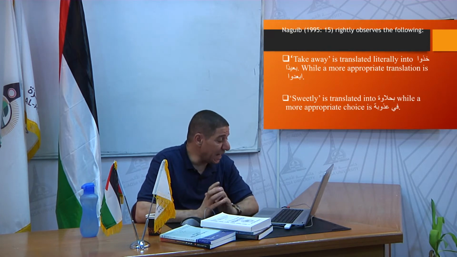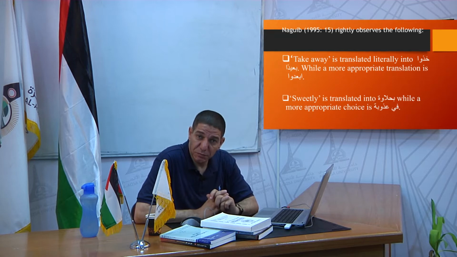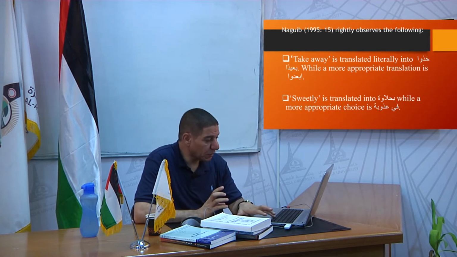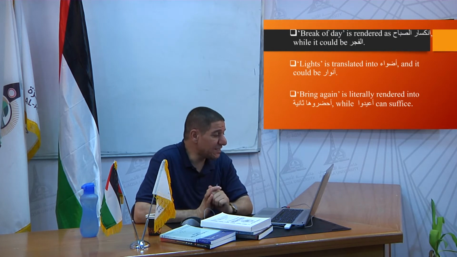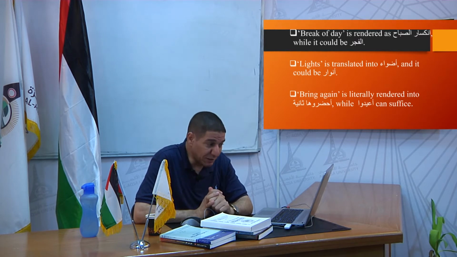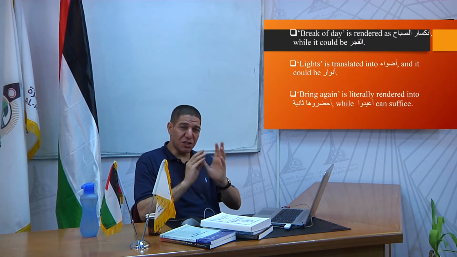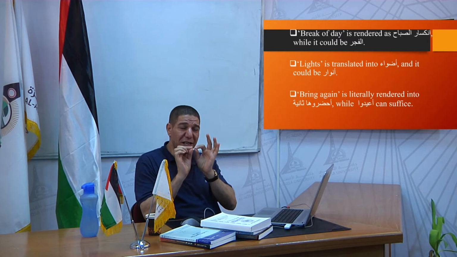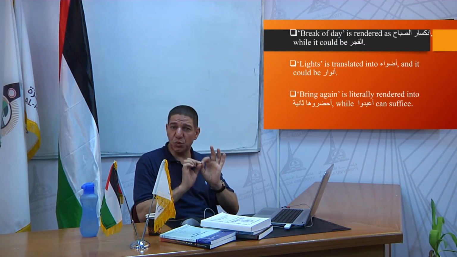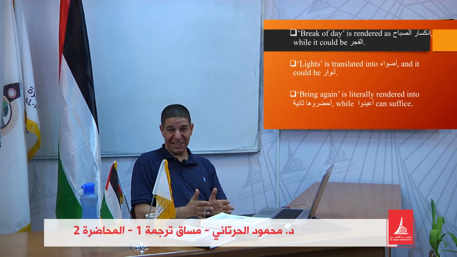Sweetly, which is an adverb, is translated into بحلاوة, while a more appropriate choice is في عذوبة. Lights is translated into أضواء, and it could be أنوار. أضواء is fine. You see the nuances between the translations are not only in the individual differences between the meanings of words. It is about the whole texture of the text.